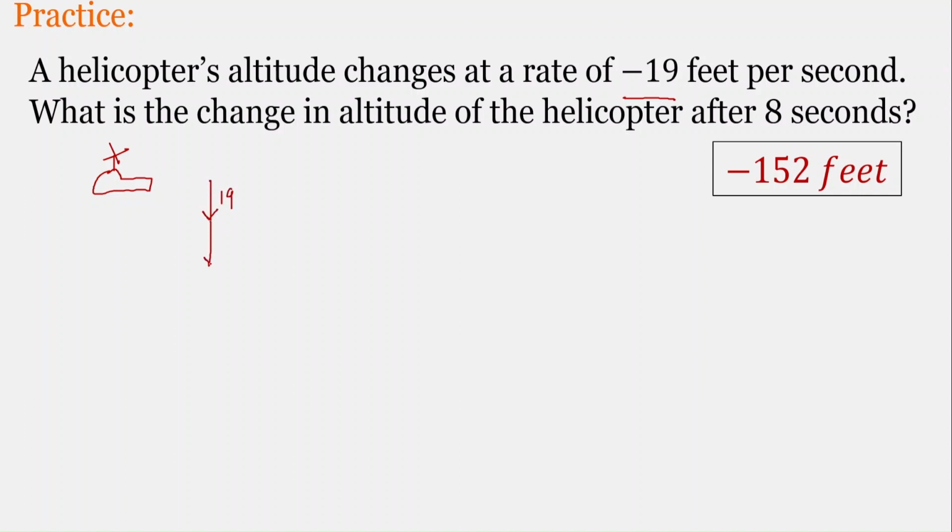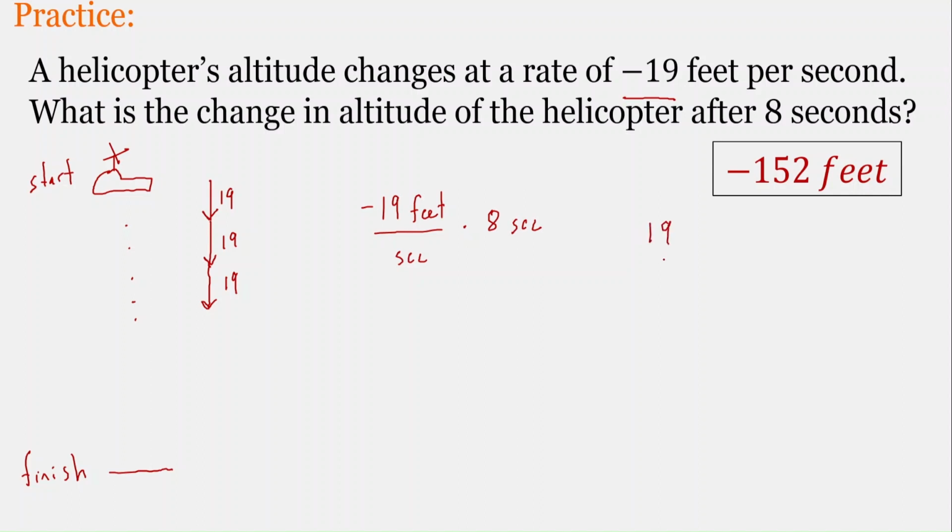After another second, it's another 19. After another second, it's another 19. And we want to know, what is this change from start to finish? Again, we can add 19 8 times. But we're going to do multiplication instead, and we're going to have negative 19 feet per second times 8 seconds.